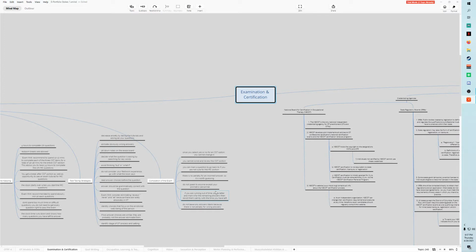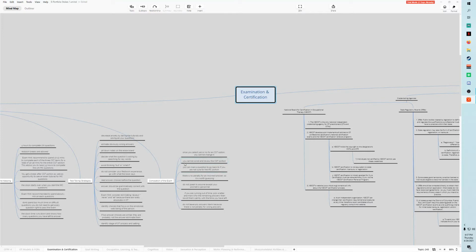So after having this foundational knowledge that we learned in OT school, I organized the rest of the tabs based on the timeline from graduation to preparing for our certification and sitting for the exam, which we will cover on this page, to then working as an OT and seeing patients in a clinical setting.